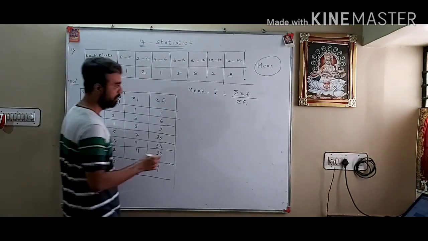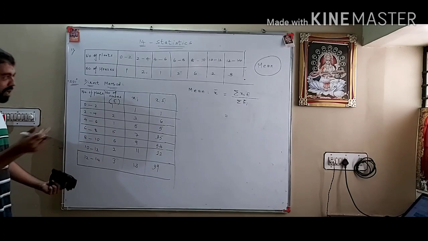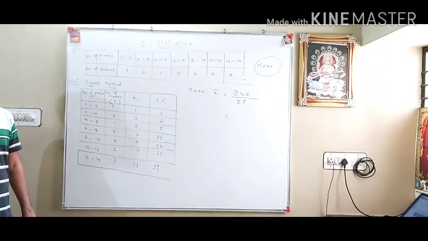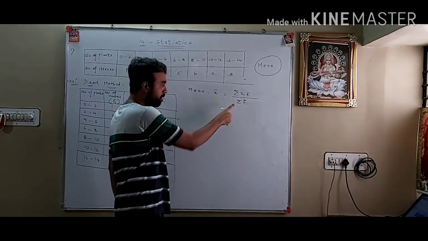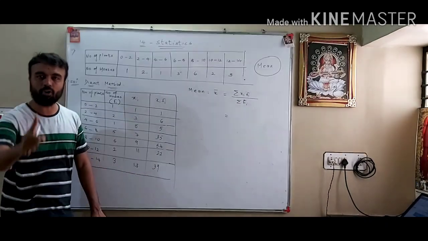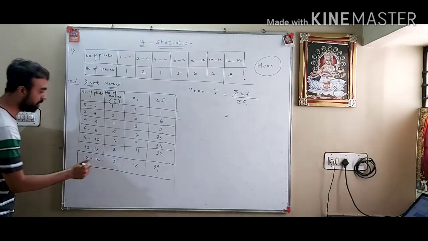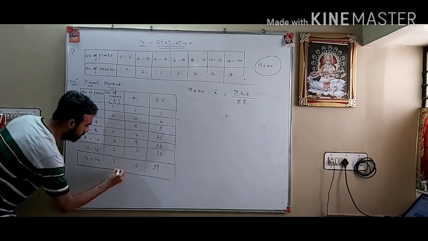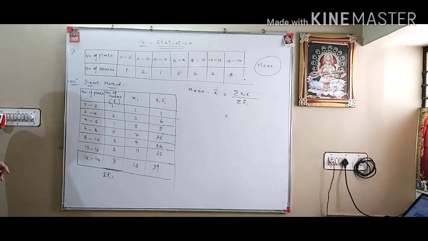Now how to put values, because we have not discussed anything about sigma here. As I told you, sigma means sum, addition. So if you have written sigma fi, that means the addition of fi. Now where are fi? Here is fi. So you need to add these numbers and write it down over here at last, sigma fi. What will this come to?